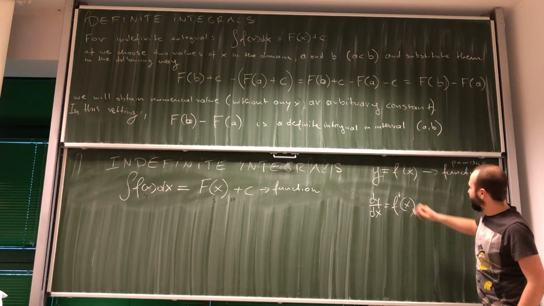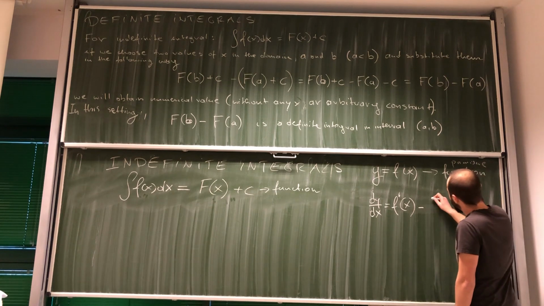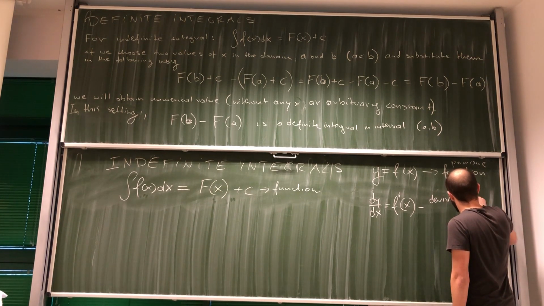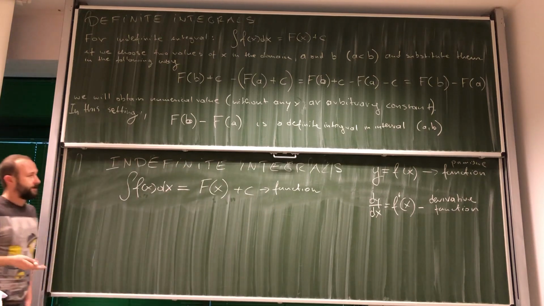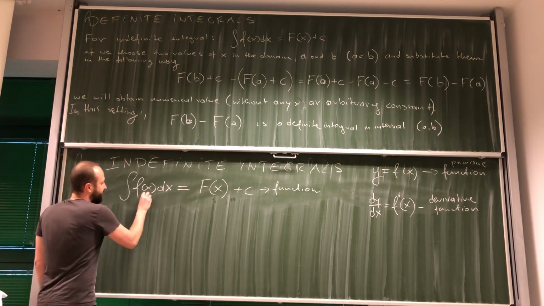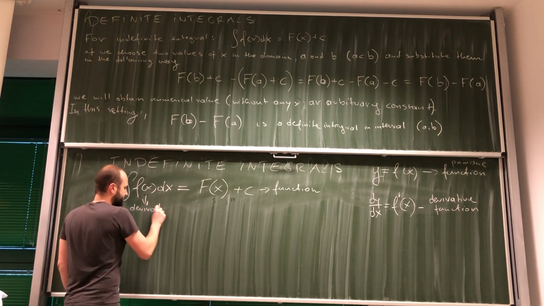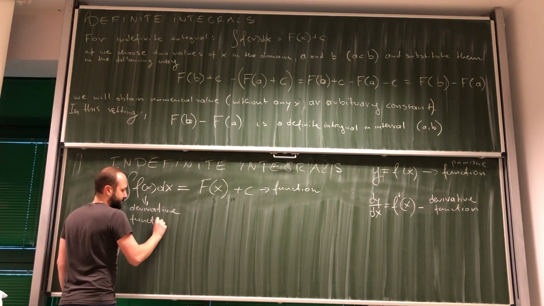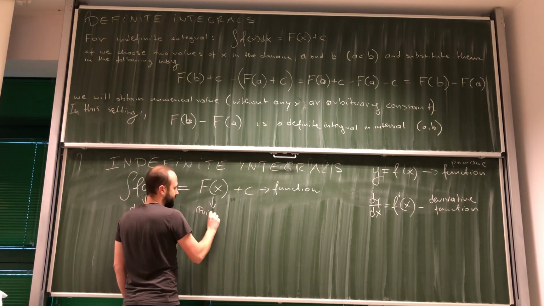And what do I have over here? Here I have another function, right? I have derivative function or direct function. And exactly the same as over here, just the order has been reversed. Because here I have derivative function and over here I'm getting primitive function.